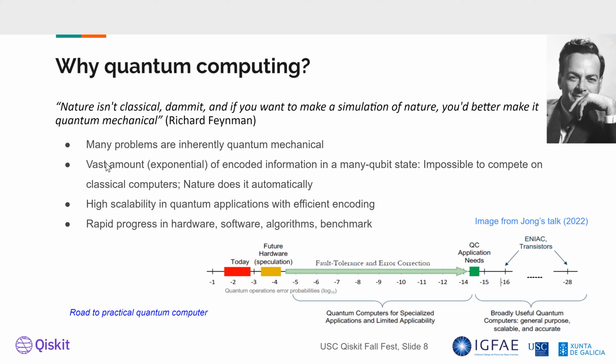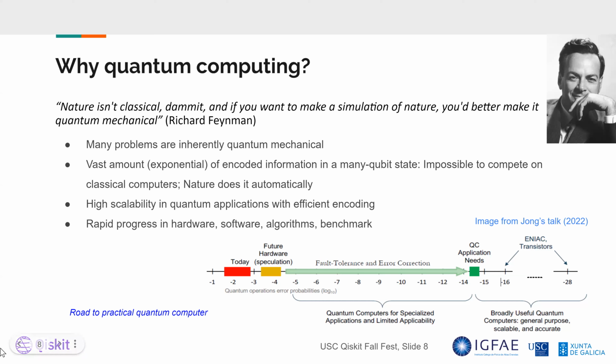There's a vast amount of resources, a vast amount of encoded information that can be put in a many-qubit state, which is not possible to do with a classical bit. And nature does this for us automatically. So it's our purpose to use it, to take advantage of it. And what's more, there's high scalability in quantum applications with efficient encoding, as you can see already in many problems. And we have rapid progress in hardware, software, and algorithms, as I mentioned previously.